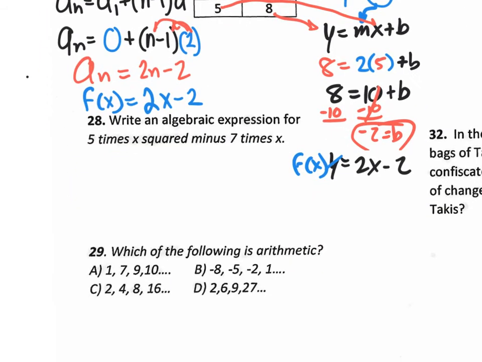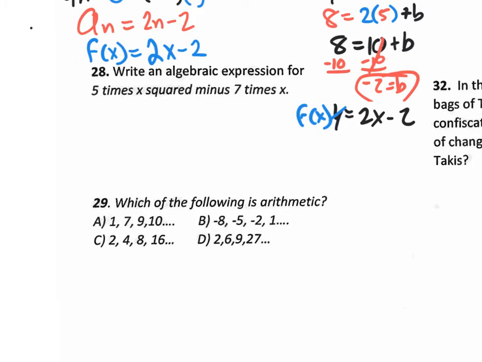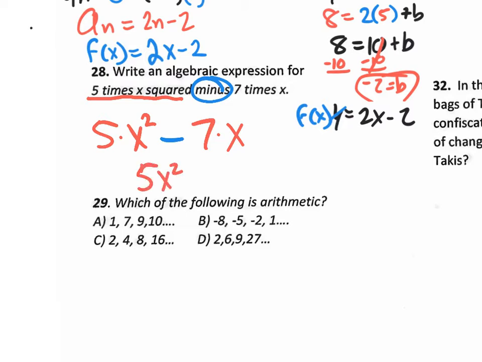Number 28, write an algebraic expression for 5 times x squared minus 7 times x. So let's just take a piece at a time. 5 times x squared, that's 5 times x squared, minus 7 times x. And that's it. There's your answer. 5x squared minus 7x. There's nothing else to do, nothing else to simplify. That's it. So number 28 is done. That's the algebraic expression.